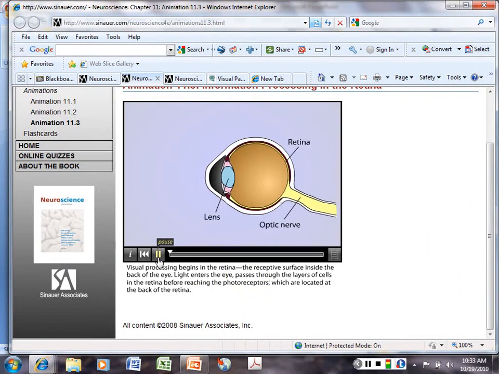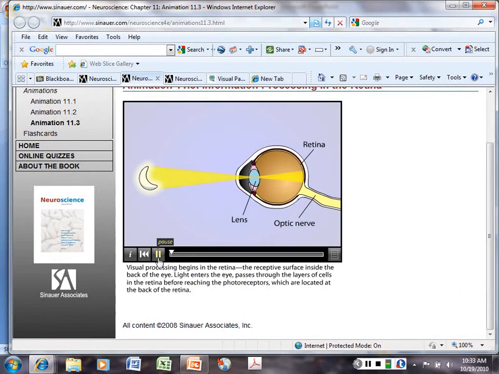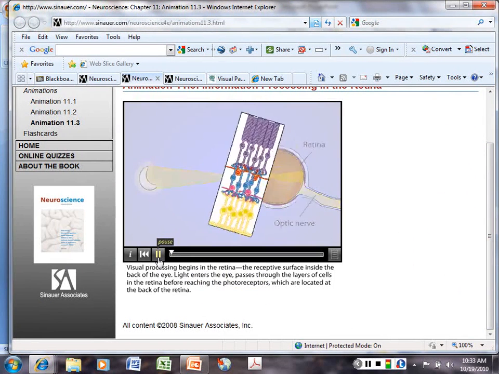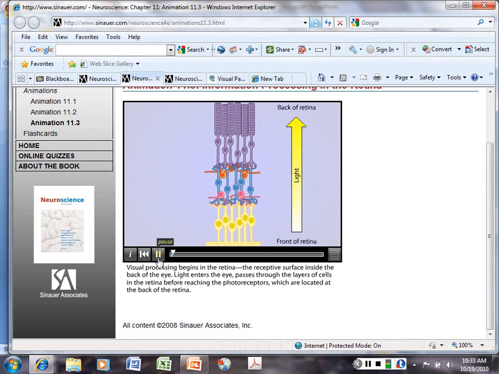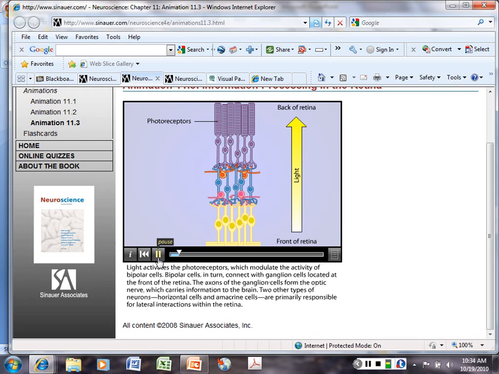Visual processing begins in the retina, the receptive surface inside the back of the eye. Light enters the eye, passes through the layers of cells in the retina before reaching the photoreceptors, which are located at the back of the retina. Light activates the photoreceptors, which modulate the activity of bipolar cells.